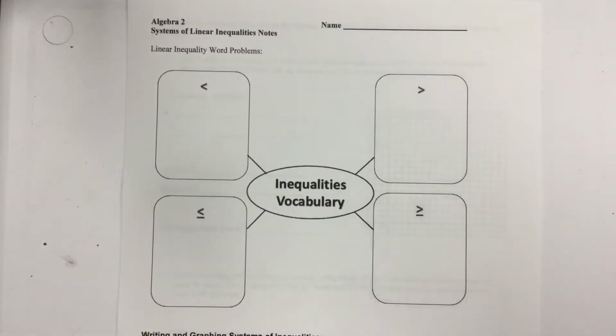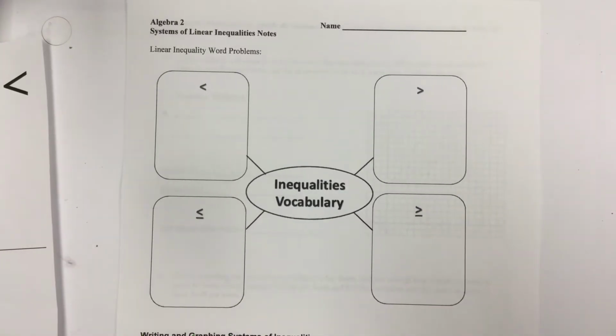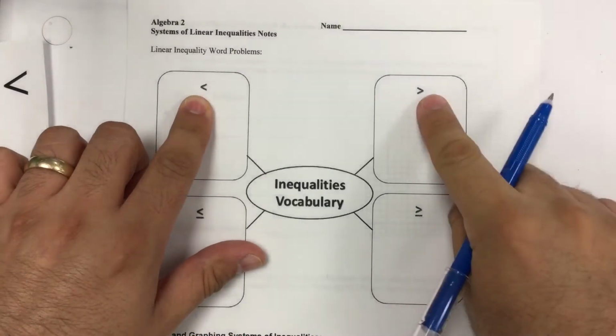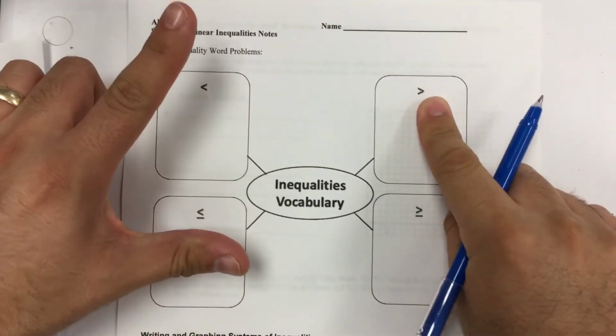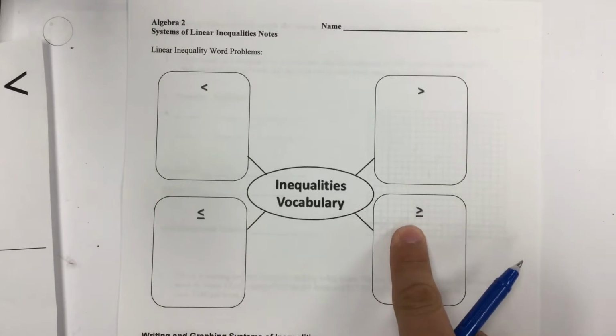All right, so these are going to be the notes for linear inequality word problems. So this is for our systems of linear inequalities. First, let's go over the words and possible words that could mean less than, greater than, less than or equal to, and greater than or equal to.